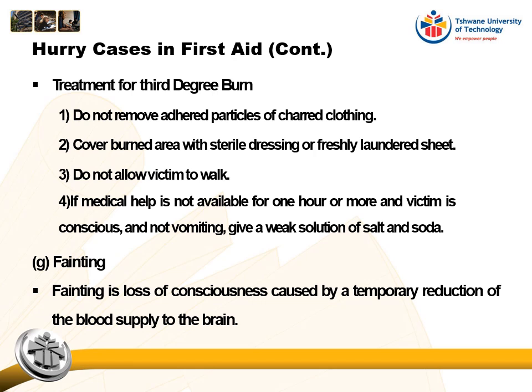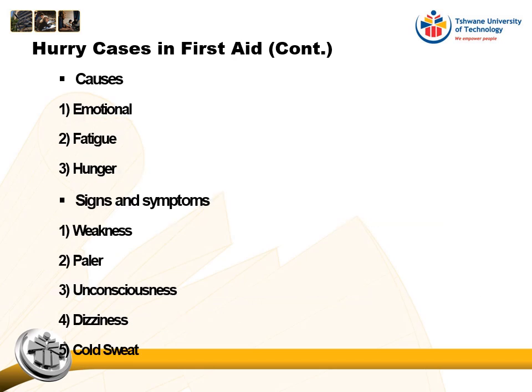Then G on the hard cases of first aid is fainting. Fainting is a loss of consciousness caused by temporary reduction of blood supply in the brain. What are the causes of fainting? Firstly, it can be emotional. Number 2, it can be fatigue. Or lastly, hunger. The signs and symptoms of fainting: weakness, pallor, unconsciousness, dizziness, or cold sweat.